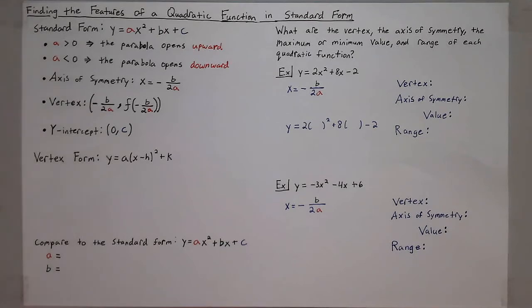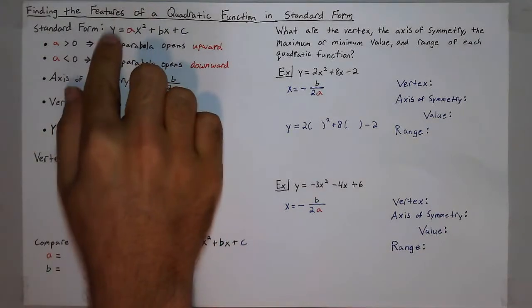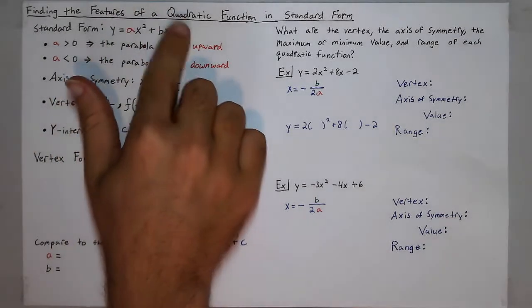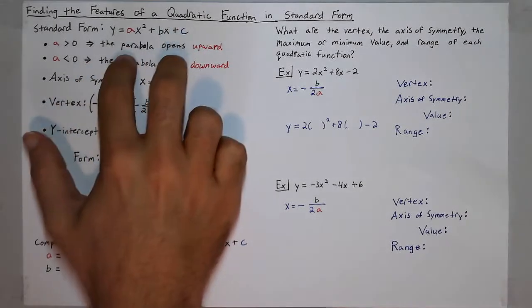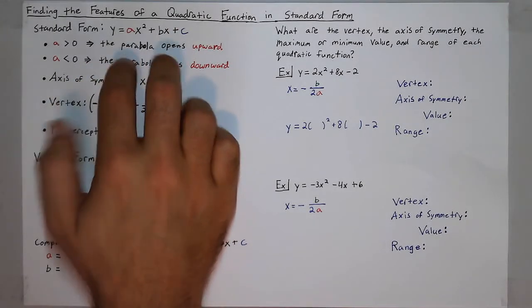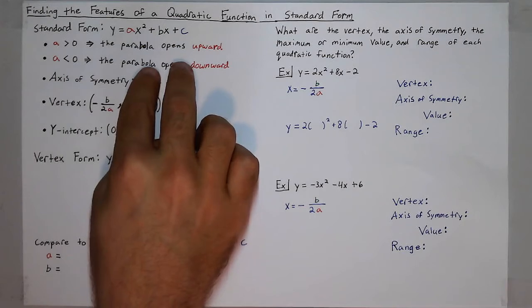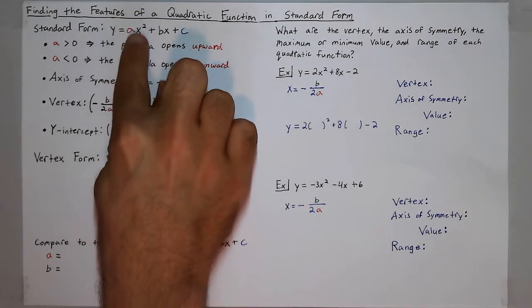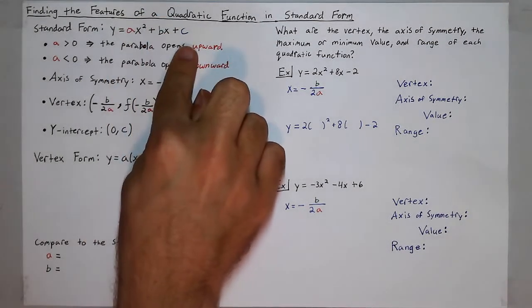In this video, we are going to learn how to find the features of a quadratic function in standard form. Now, standard form is y equals ax squared plus bx plus c. So instead of being parentheses where you can see those transformations, we have expanded that x minus h, and now we just have terms: an x squared term, an x term, and then a constant term.